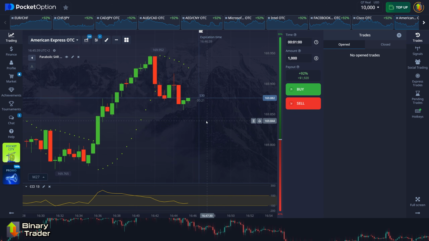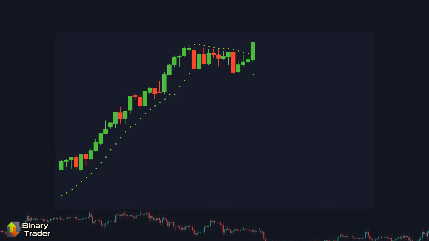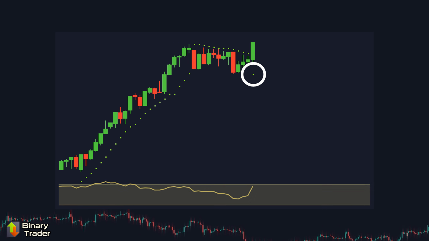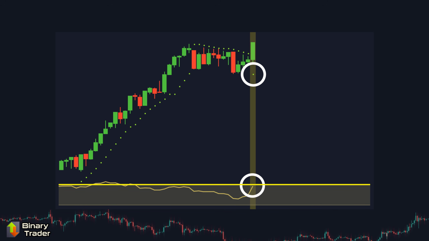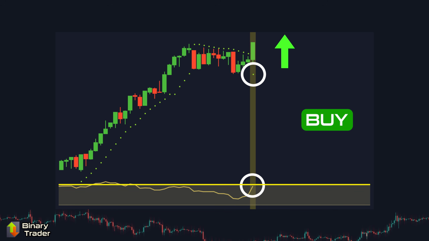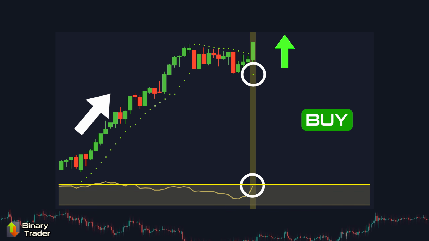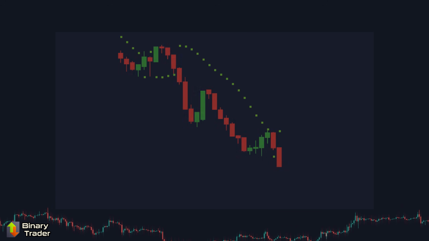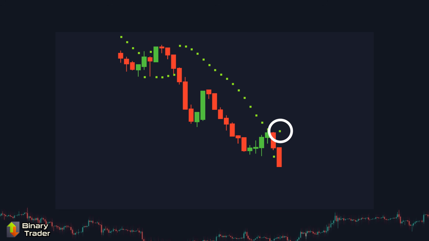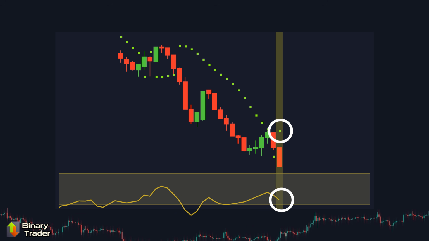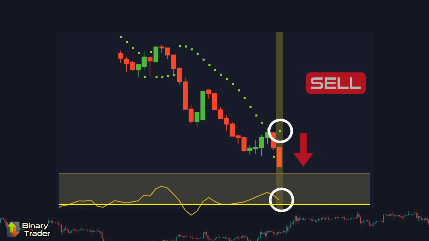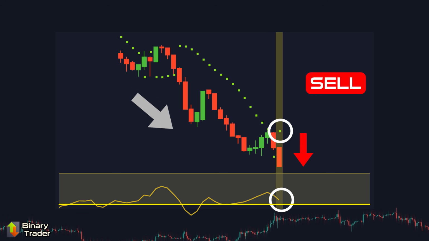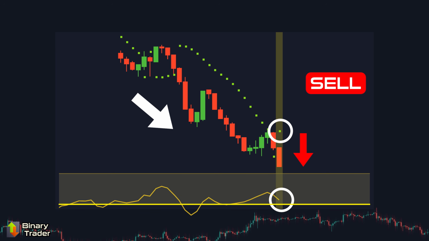Let's discuss briefly how the setup works. When a parabolic dot flips below candles and CCI is high, preferably close to 100, I consider placing a buy. I only place the trade if the market seems to be in an uptrend. When a parabolic dot flips above candles and CCI is low, preferably close to -100, I consider placing a sell. I only place the trade if the market seems to be in a downtrend.